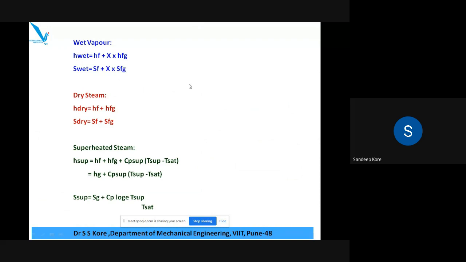So these are how to find out the enthalpies of vapor at different points, what the sensible heat is, what latent heat is, what dryness fraction is, and how to find out the entropy of the superheated steam, so that we have seen.